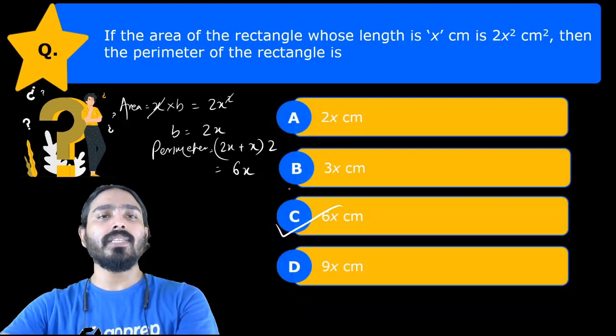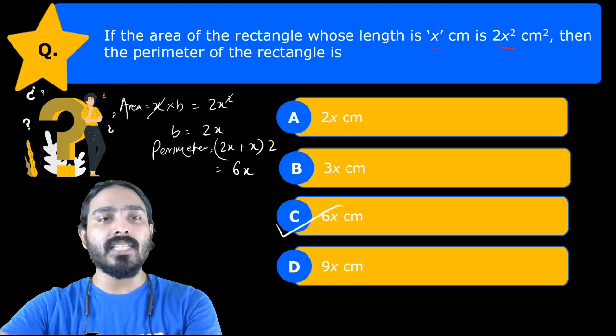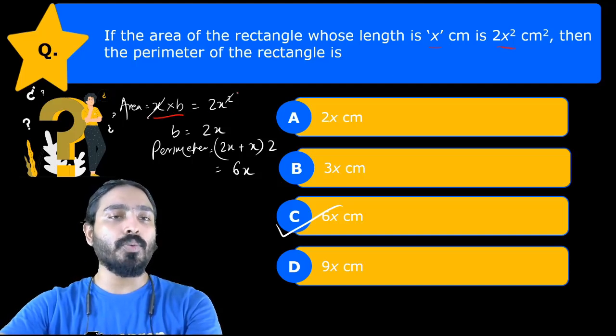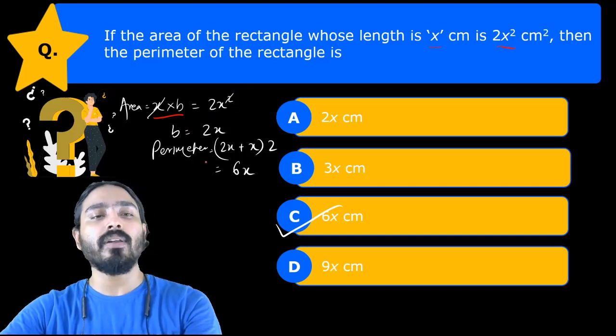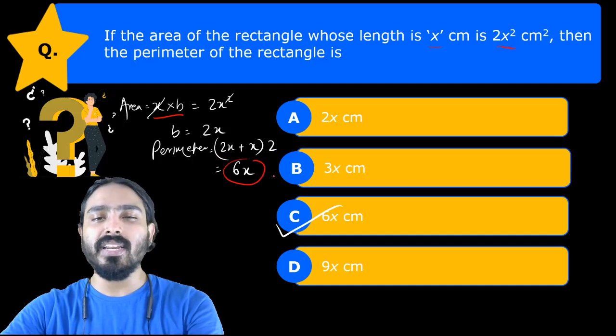Now in this question, the area of the rectangle is a very easy question. The length is x and the area is given. So area is x into breadth, so that is equal to 2x square. So breadth is 2x. Now finding the perimeter, the formula is 2 into (L plus B), that is 6x. Very simple question, try to do it.